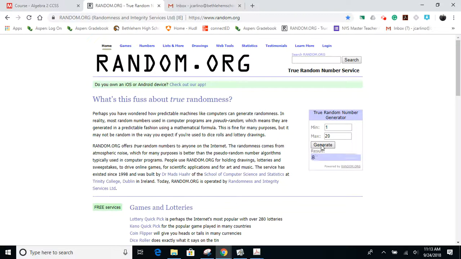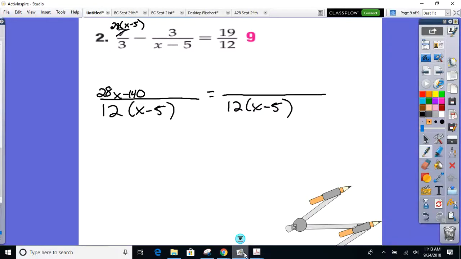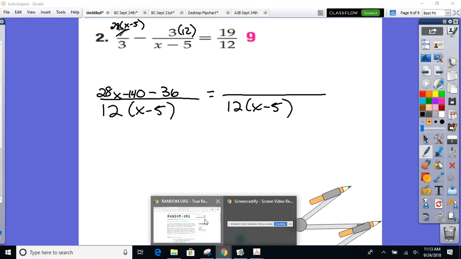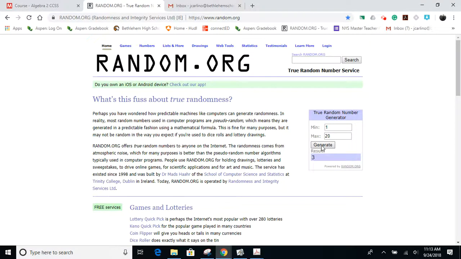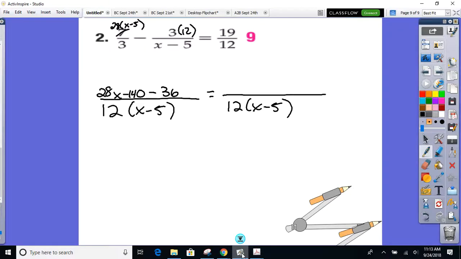Let's get it going here. What do I still have to multiply the 3 by up here? That is a 12 minus 36. And what do I need to multiply the 12 by over here on the right side? X minus 5. Oh, this is going to be painful again. Drop the denominators, everybody.